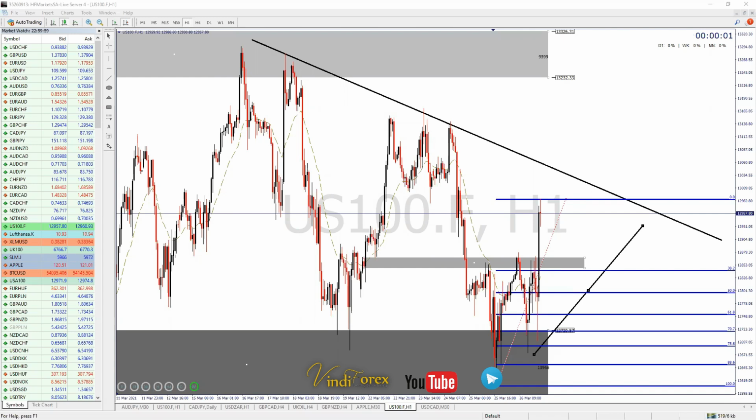I know this is not an in-depth outlook of NAS. I'd like to do that, but for short term, this is what I'd actually look for: buys around that particular structure.